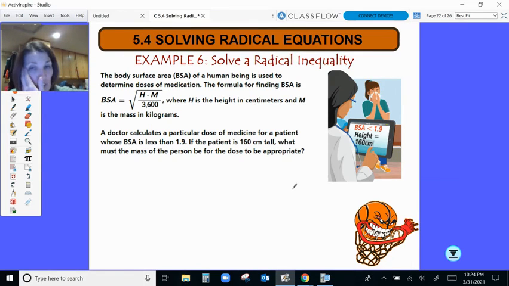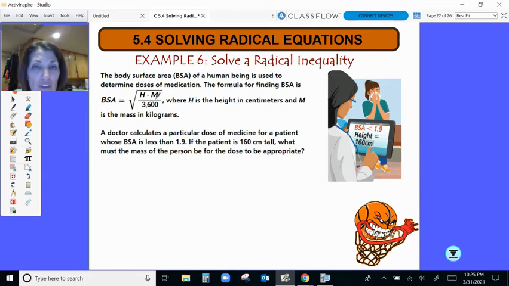Now we're going to look at just some sort of an application to some of this stuff. So the body surface area of a human being is used to determine the doses of medication. The formula for finding that BSA is in this formula right here. H is the height in centimeters and M is the mass in kilograms. A doctor calculates a particular dose of medication for a patient whose BSA is less than 1.9. So if the patient is 160 centimeters tall, what must the mass of the person be for the dose to be appropriate.